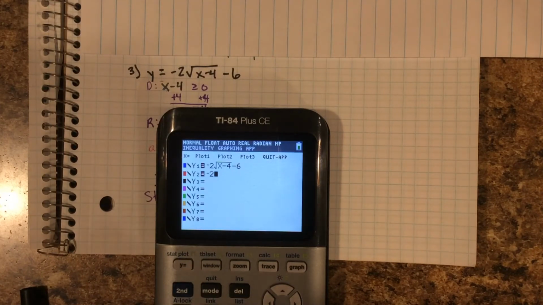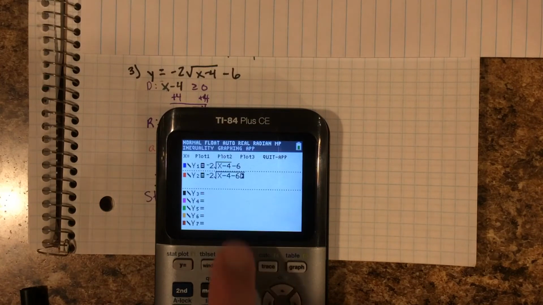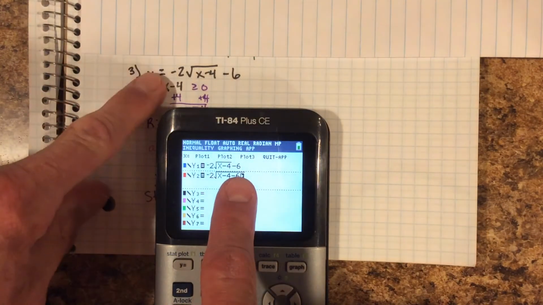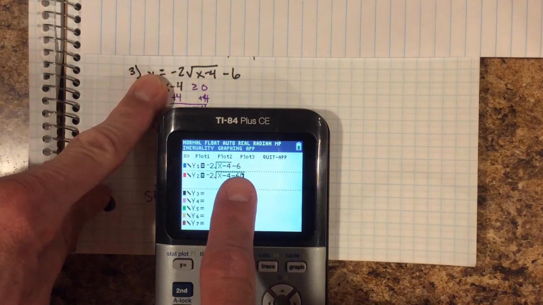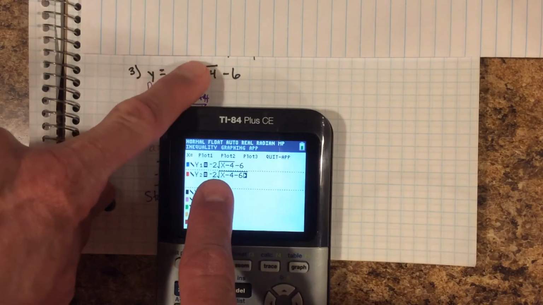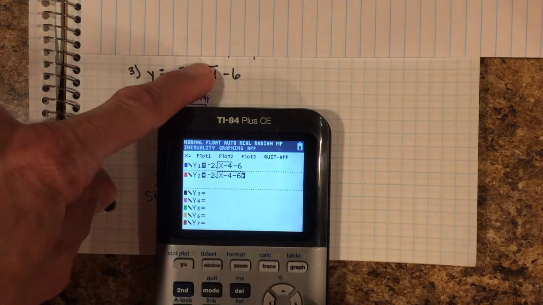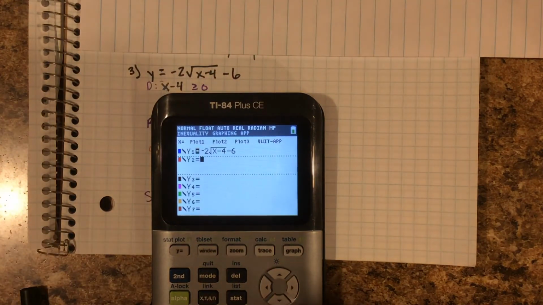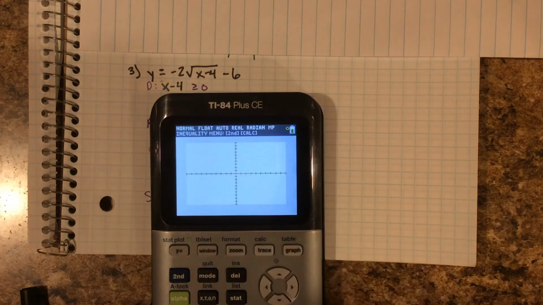If I enter the problem and I don't hit the right arrow and I just go right to minus 6, notice how it puts x minus 4 minus 6 all inside the radical? That's not the function that's printed on your page. So you have to make sure that once you're at the end of the radicand, you hit the right arrow on your calculator key. Okay? And we're going to hit graph.